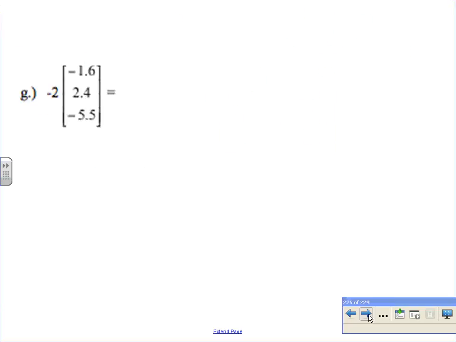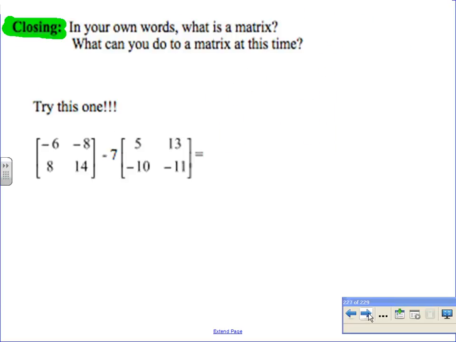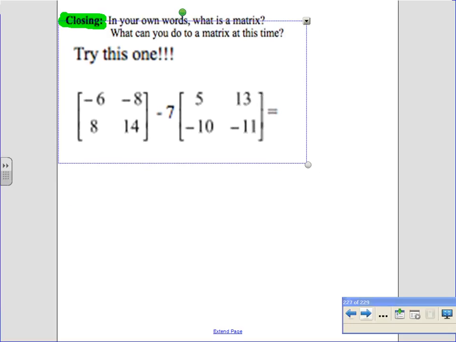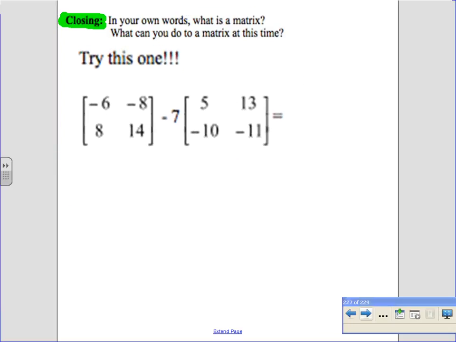Okay, let's skip letter G. Let's go to the closing, which is try this one. All right, so this is where they get to be a little bit more fun. Try this one. All right, so where do we start? Where do we start on this? What do you guys think? Doug, what do you think? Good job. So we're going to rewrite the first matrix. So negative 6, negative 8, 8, 14.